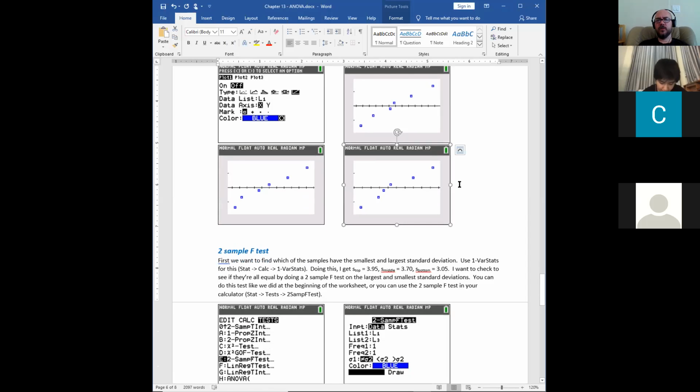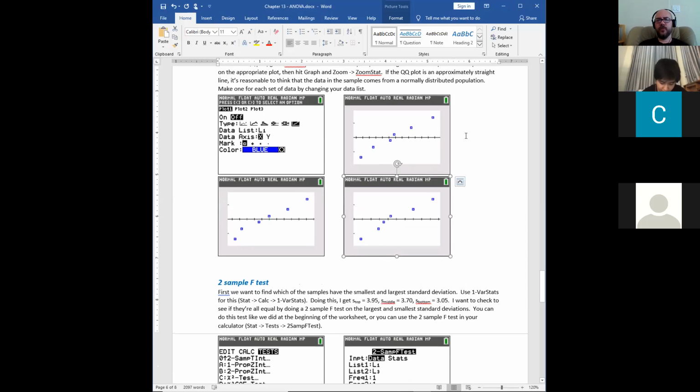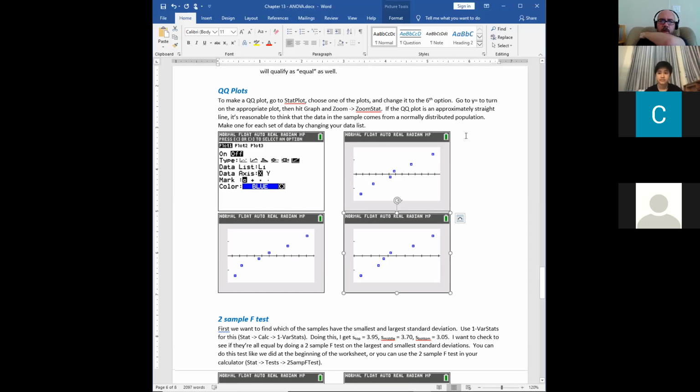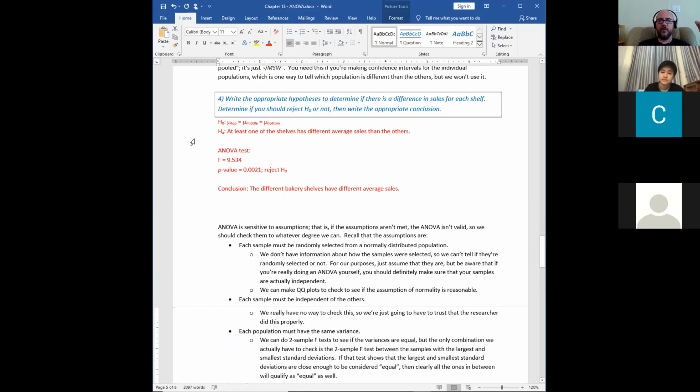So if one of them was not straight at all, then you would think that population might not be normally distributed. Now, what you do in that case, after you've done the ANOVA test, and you're going to check to see if it was valid, you might want to put a little caveat on. Your conclusion would be something like, the different bakery shells have different average sales, but it's not clear that this ANOVA is entirely valid. Let's say two of the 3 populations look normal, but the third one does not look particularly normal, and so that calls this conclusion into question.